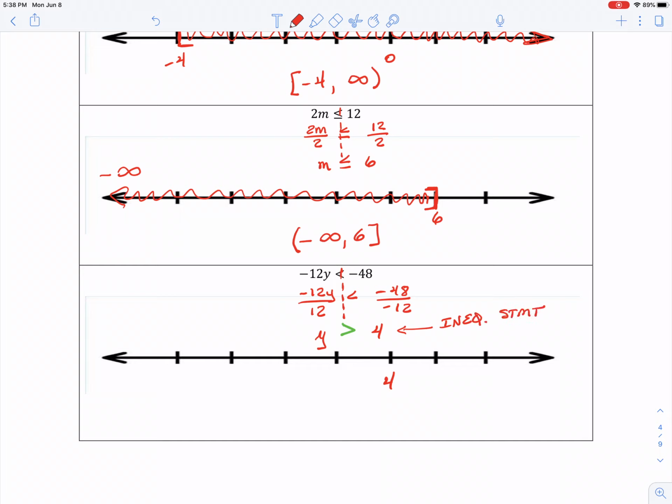Here comes the graph, greater than 4. And I'm not including the 4. It doesn't say greater than or equal to, it just says greater than. So this is my graph here. And finally, I'm going to put it into interval notation. And that's how it looks in interval notation.